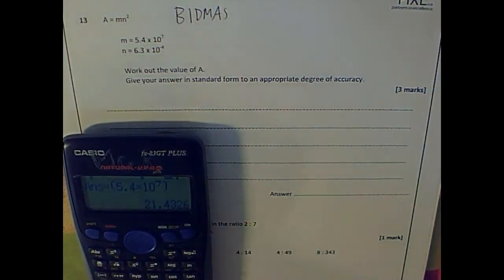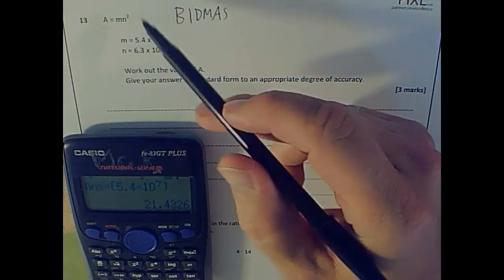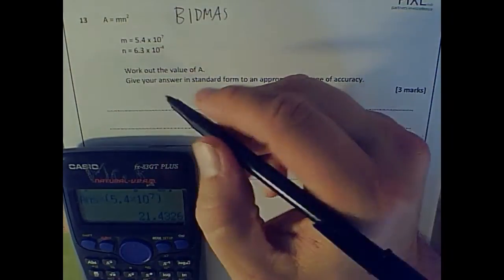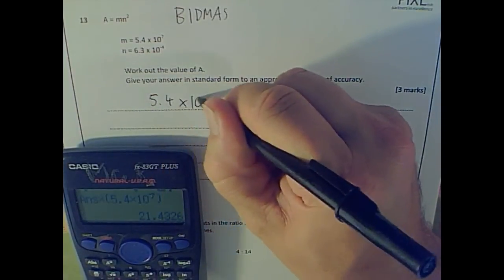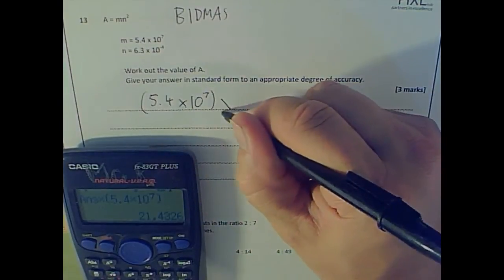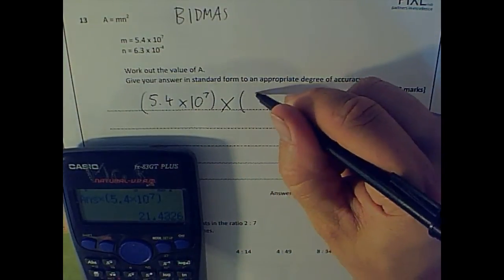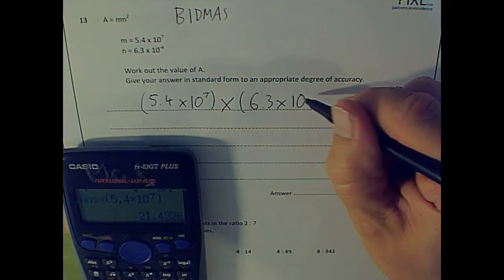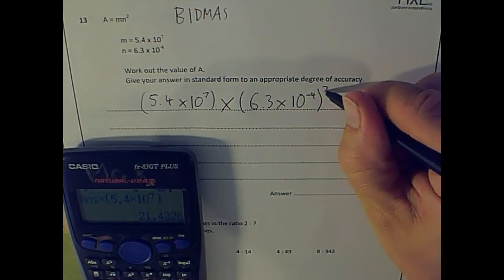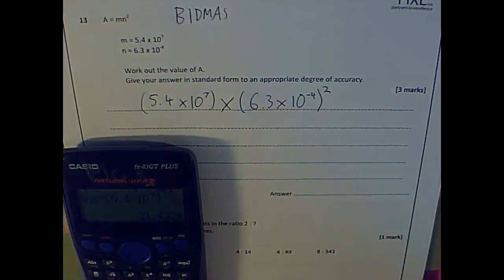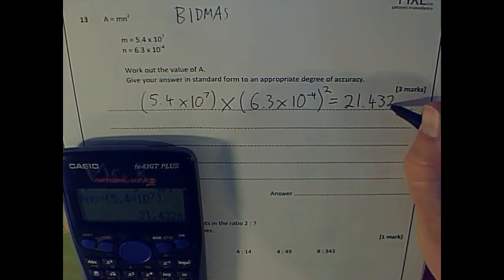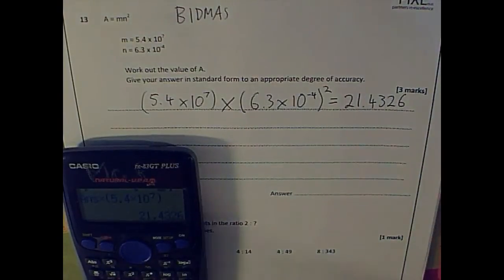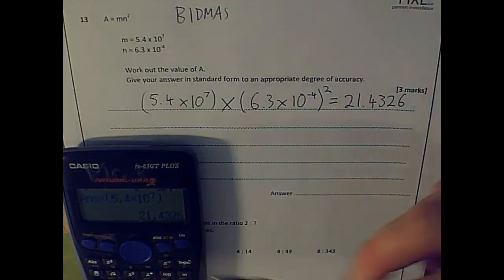So you could write any of this down, but really you're just kind of rewriting this. But I'll do that. So what I've done is I've said 5.4 times 10 to the 7 is being multiplied by 6.3 times 10 to the minus 4, all of that squared. And that gave me the answer 21.4326.